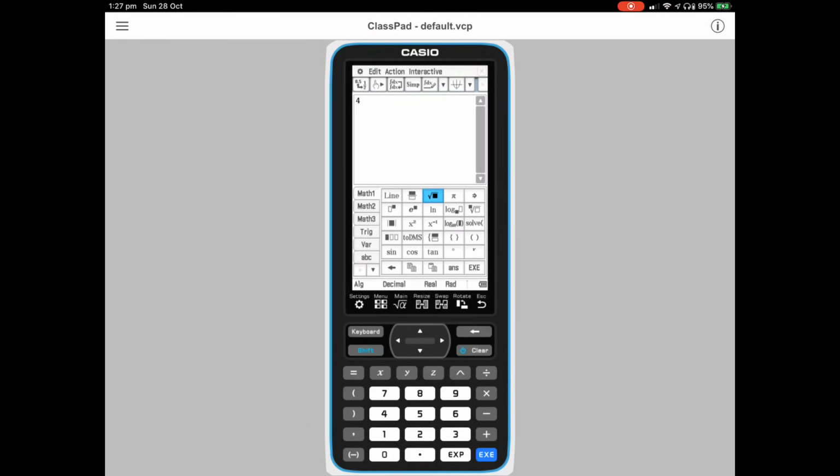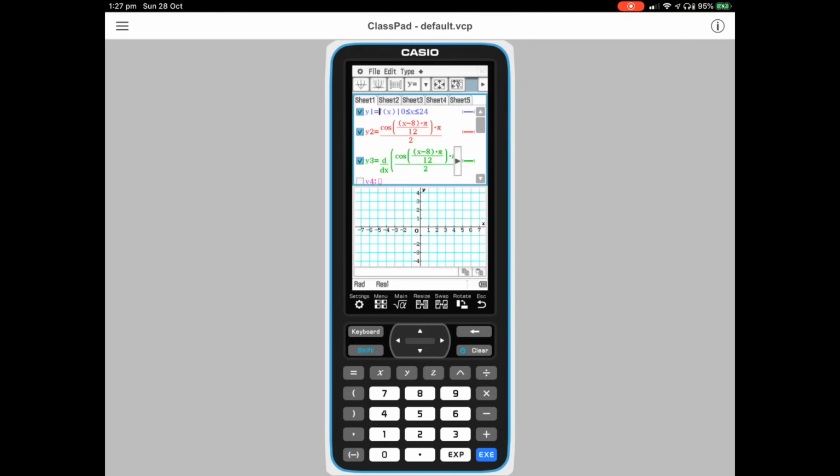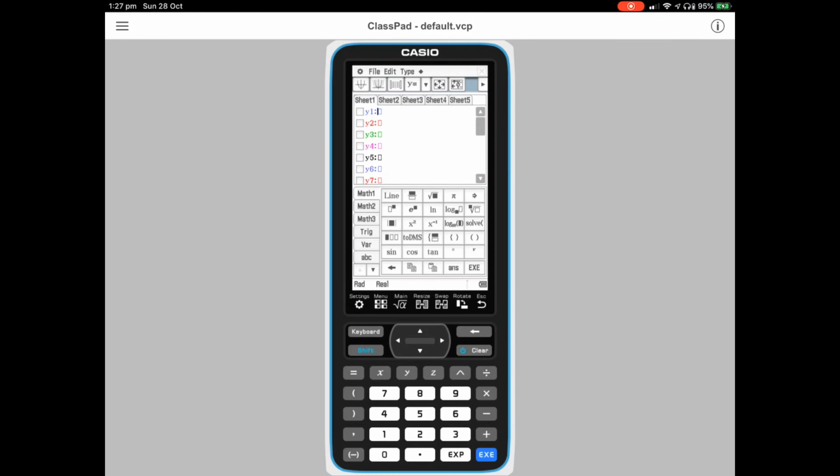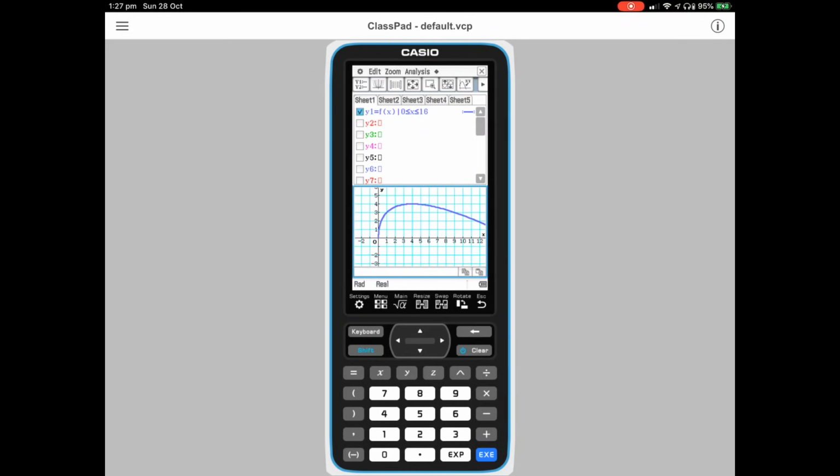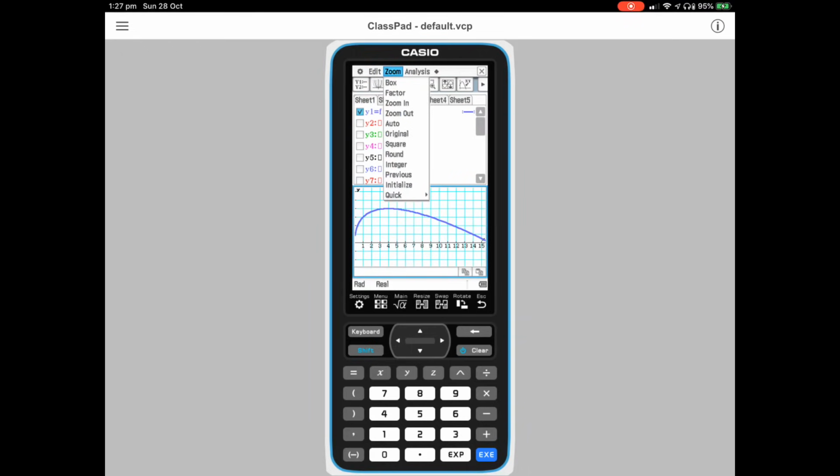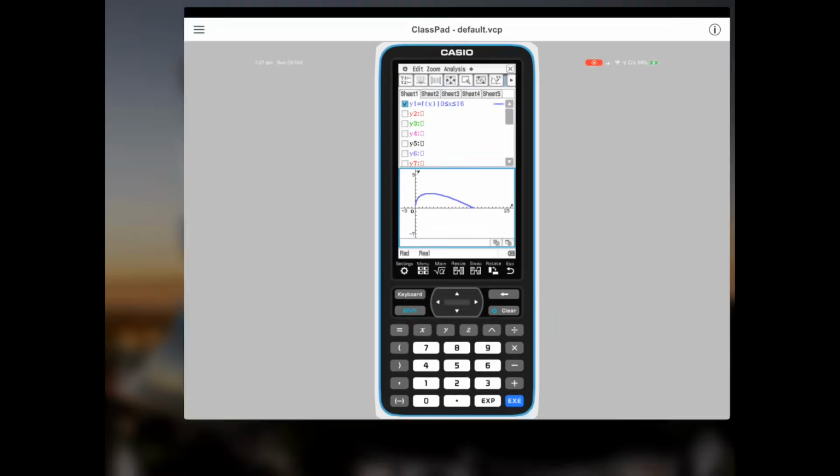Define it as f of x. Sketch it, given 0 is less than x, which is less than or equal to 16. Zoom out a little bit. Okay, there's our function.